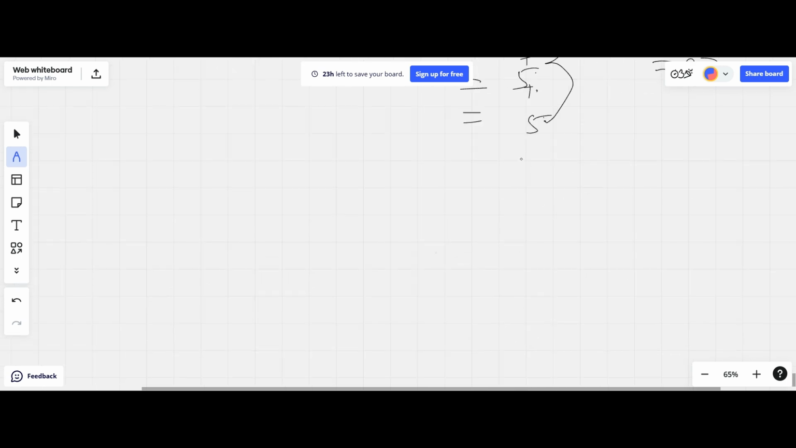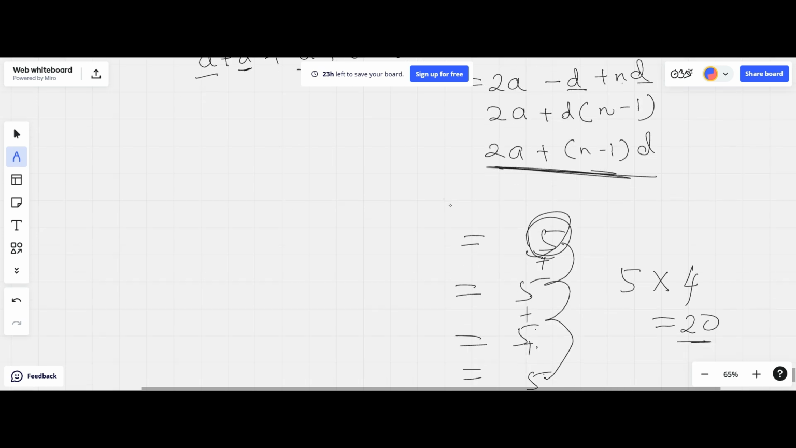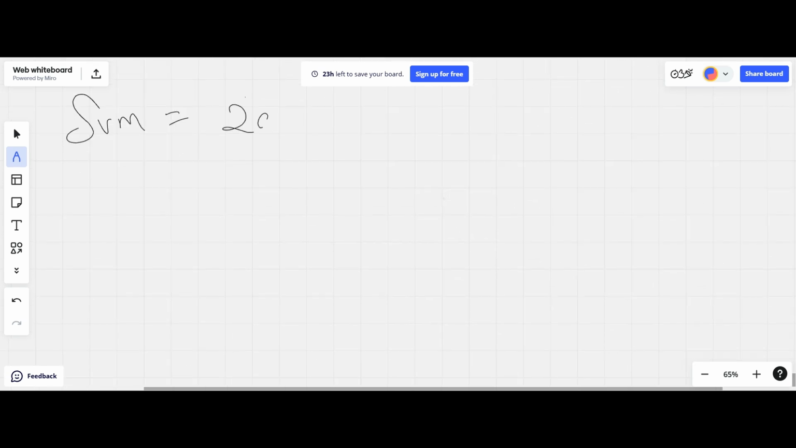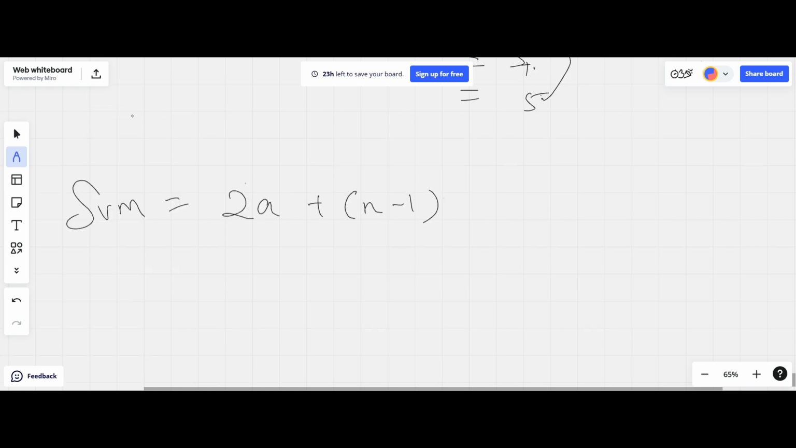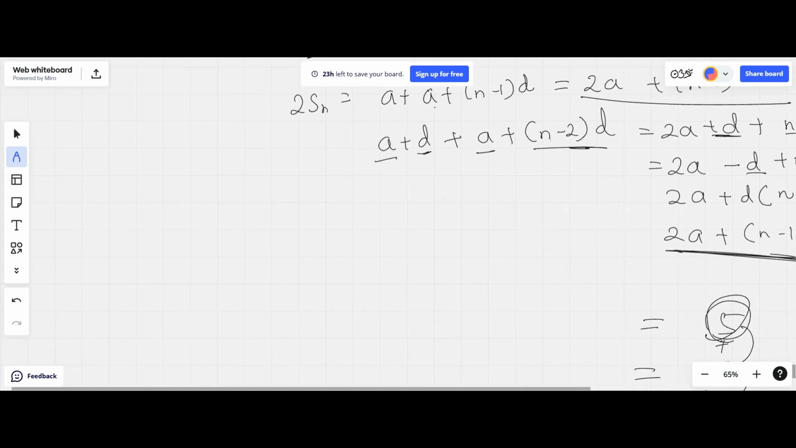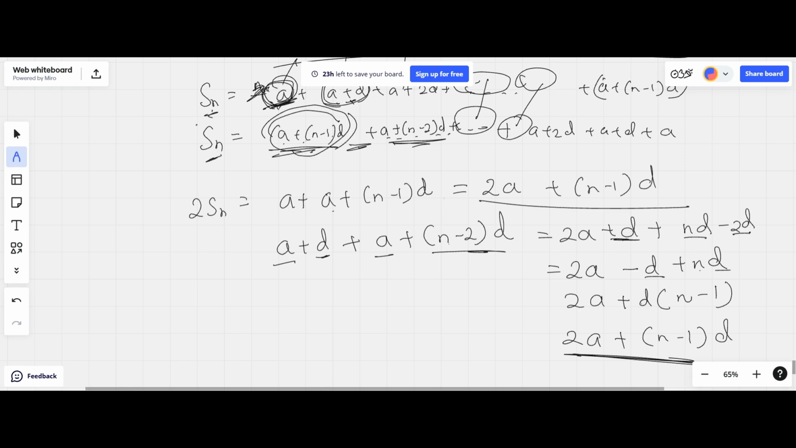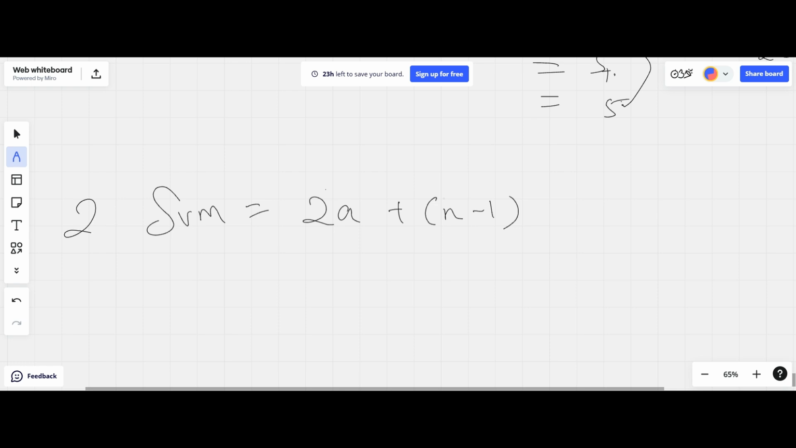So the sum would be, what you got? 2a plus n minus 1. The total sum, not total sum. What we are getting? Sn plus Sn, 2 Sn. Okay, so 2 into the sum.